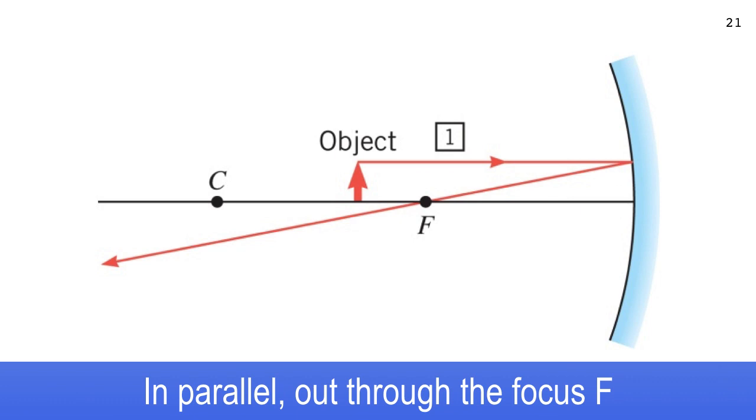Now this is not very paraxial, but it's a lot closer to paraxial. It's good enough for government work today. So that's the first principal ray.